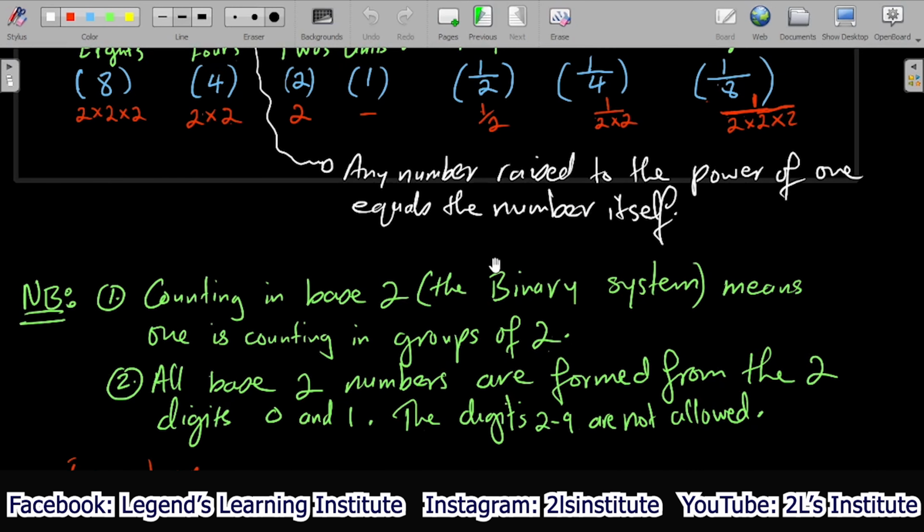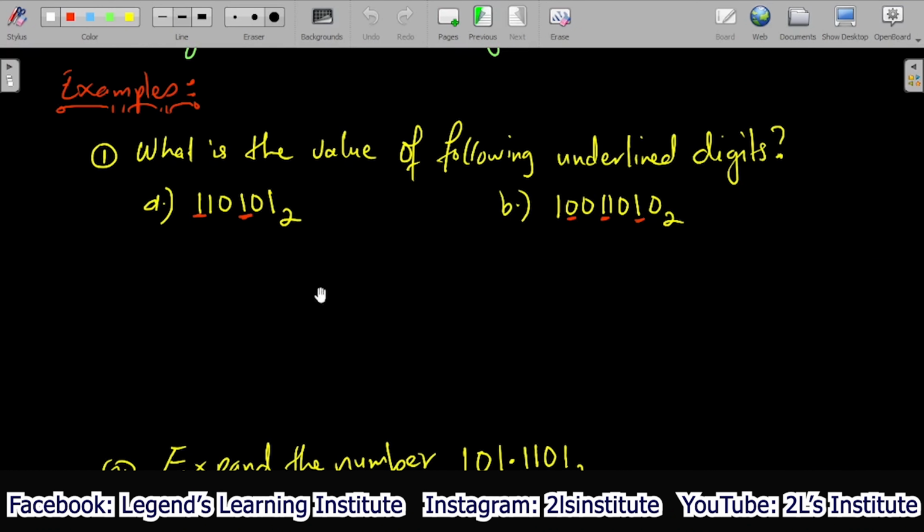When we are counting in base 2 or the binary number system, it means that we are counting in groups of 2, and only 2 digits are allowed, and that is 0 and 1. Okay, so the digits 2 to 9 are not allowed in the base 2 number system. Let us look at the examples we have here.